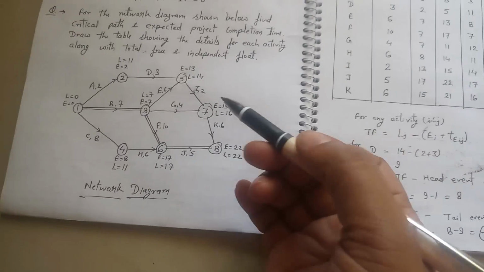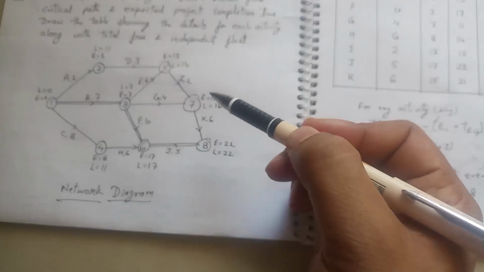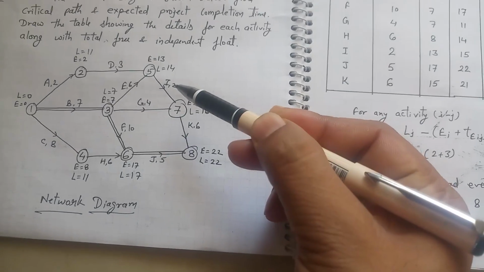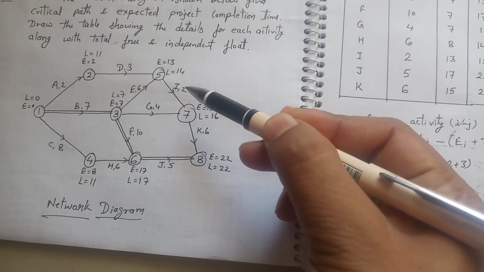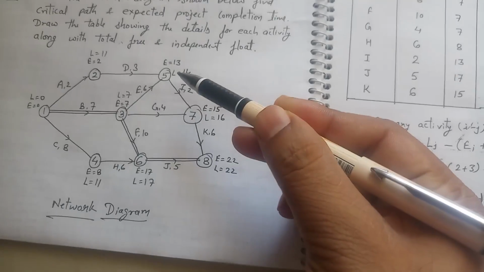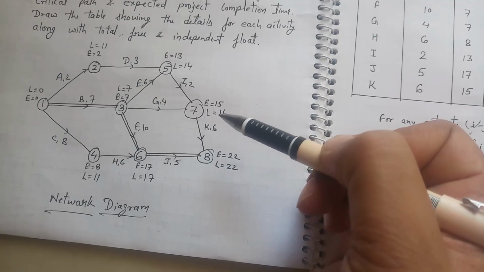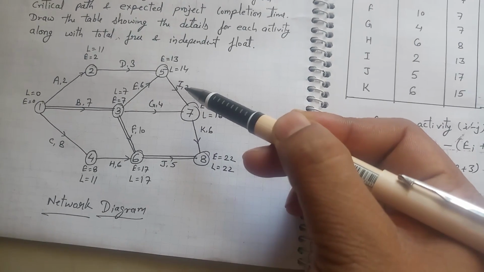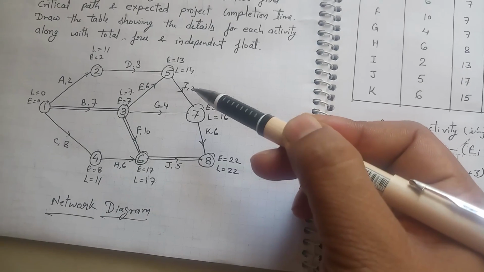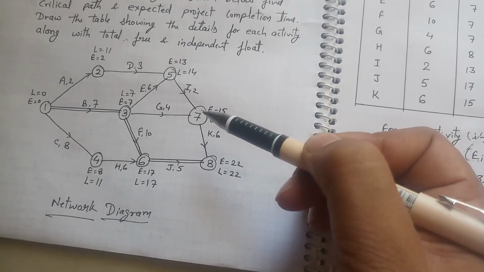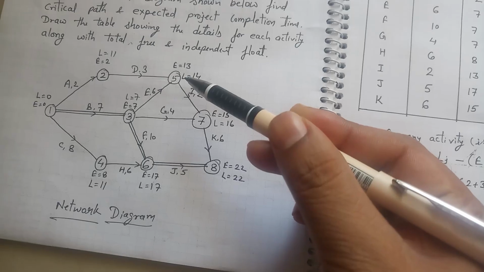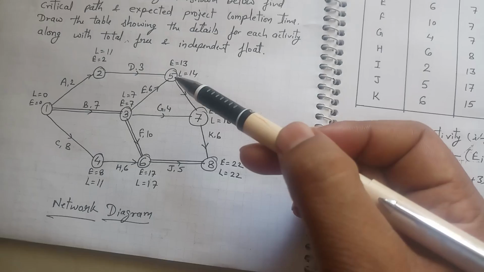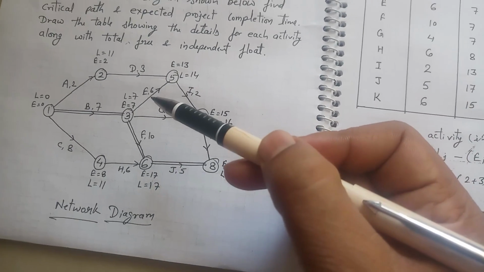Likewise, suppose we have to calculate for activity I. For activity I, we have to calculate the latest finish time and latest start time. Here the latest finish time is 16 and the expected time of I is 2. So 16 subtracted by 2, the latest start time is equal to 14. Simultaneously, suppose we have to come to activity E.